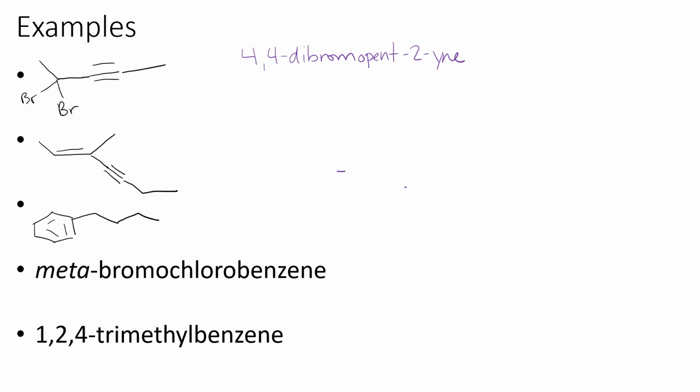The second one would be 3-methylhept-2-en-4-yne, since we have both the double and the triple bond. Our last structure here would be butylbenzene. So our last structure would be butylbenzene.